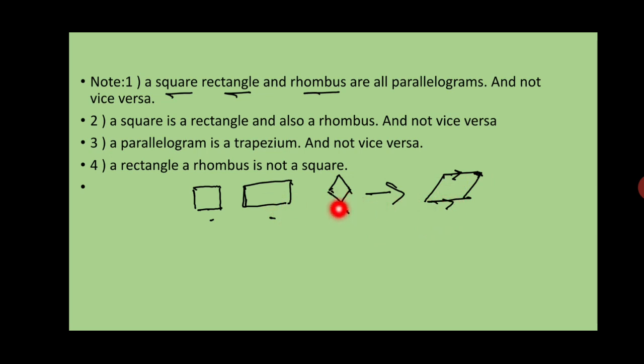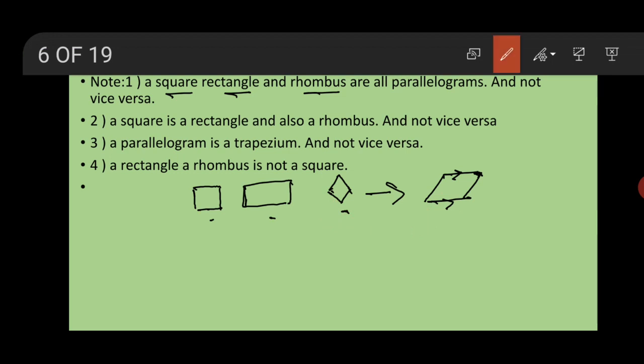Similarly here, a parallelogram is not a rhombus. Why? All sides are equal in a rhombus, but in a parallelogram only the opposite sides are equal. Therefore, a parallelogram is not a rhombus. Right? Next, let us see the second note.